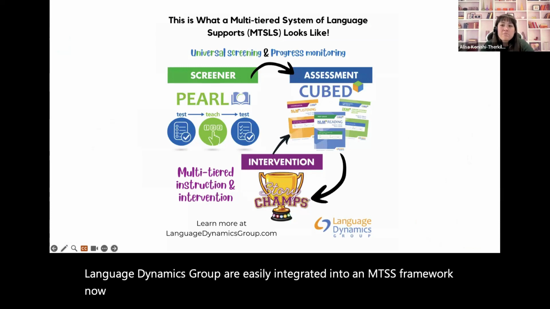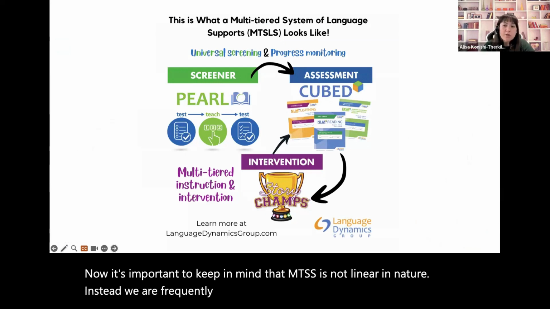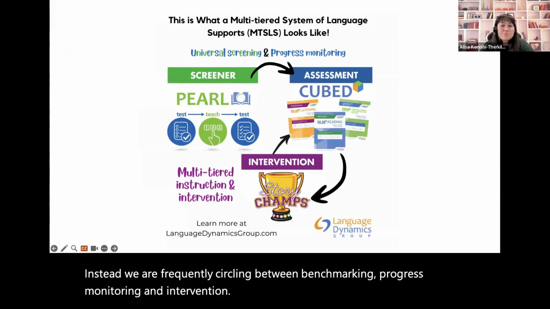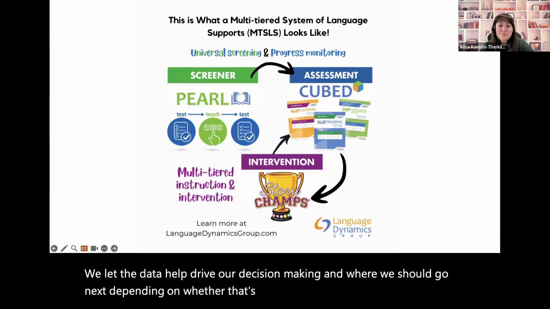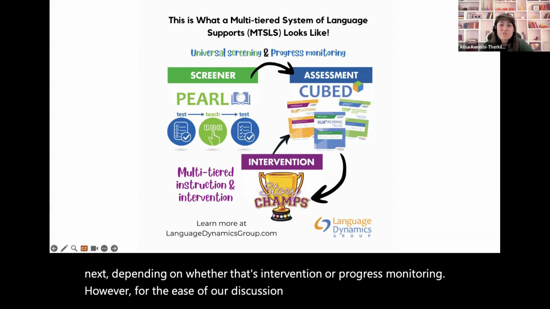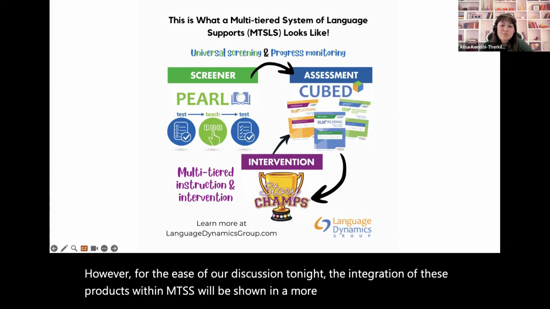Now, it's important to keep in mind that MTSS is not linear in nature. Instead, we are frequently circling between benchmarking, progress monitoring, and intervention. We let the data help drive our decision-making and where we should go next, depending on whether that's intervention or progress monitoring. However, for the ease of our discussion tonight, the integration of these products within MTSS will be shown in a more linear fashion.